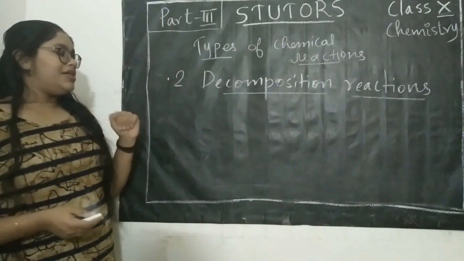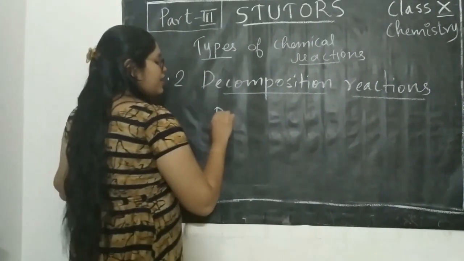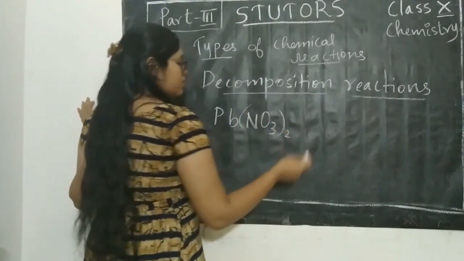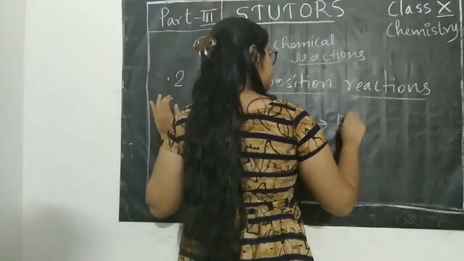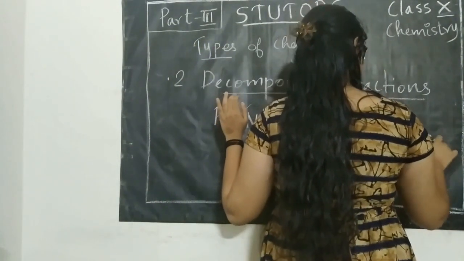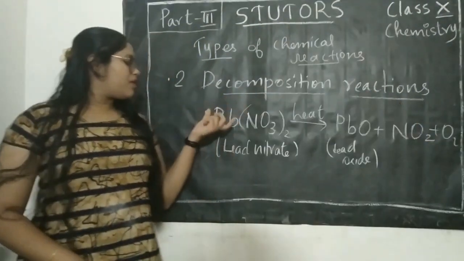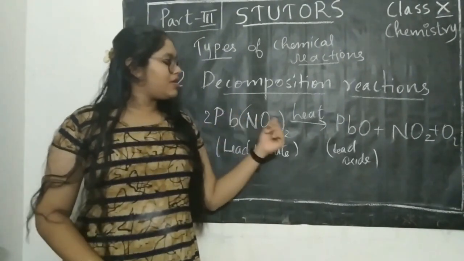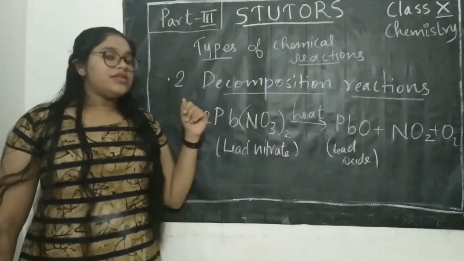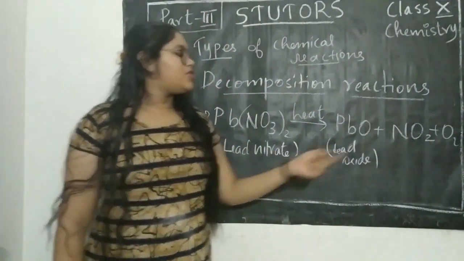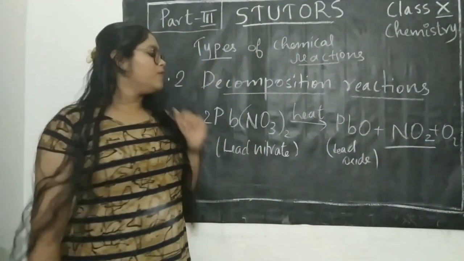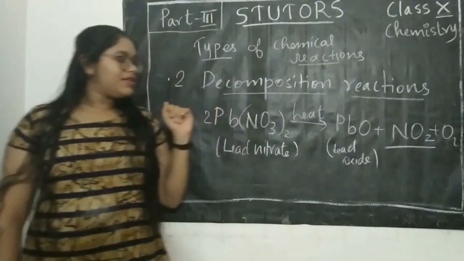Now we'll discuss the reaction. Lead nitrate, Pb(NO3)2, I have written the reaction. Pb(NO3)2 on heating gives PbO plus NO2 plus O2, and the brown fumes during the reaction are due to NO2. The emission of NO2 gives the brown fumes.